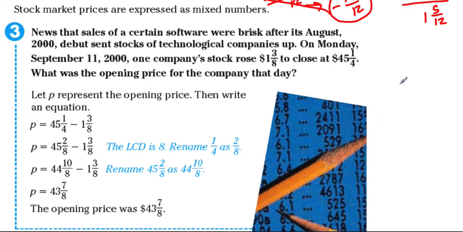Okay, let's do this vertically. 45 and one fourth minus 1 and 3/8. Okay, LCD is 8. Okay, we don't touch this because we only multiply it by 1 over 1, but we multiply 4 by 2 to get to 8, so we multiply it by 2 over 2, so this becomes 2.